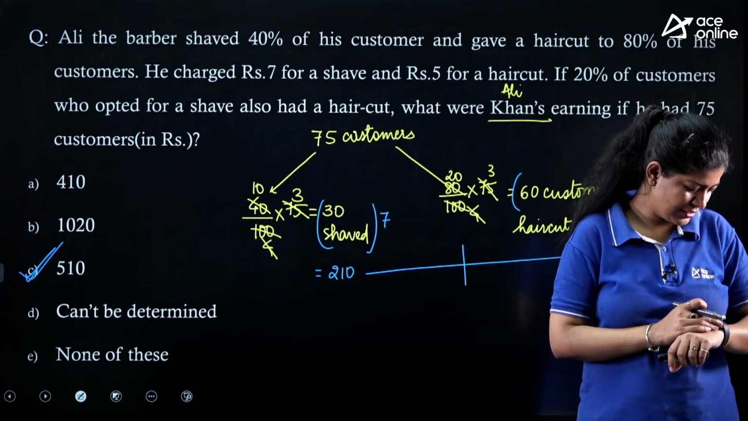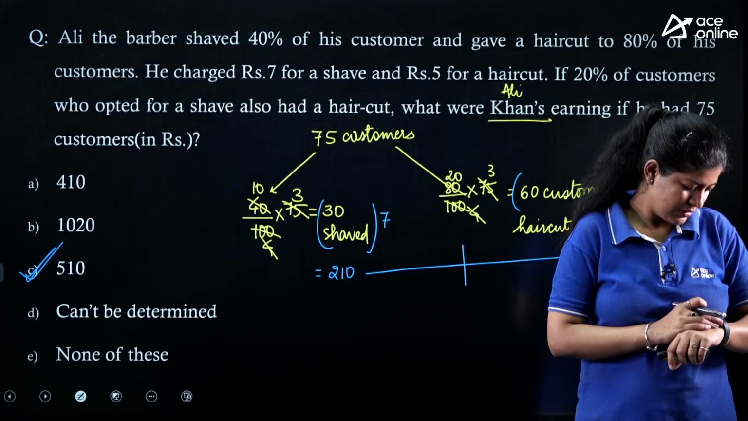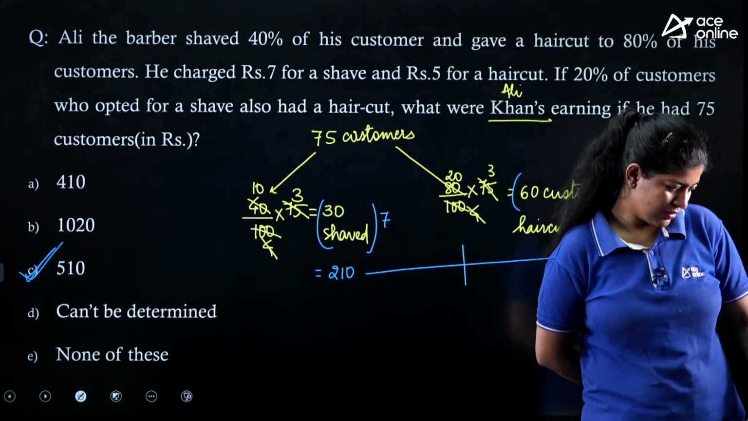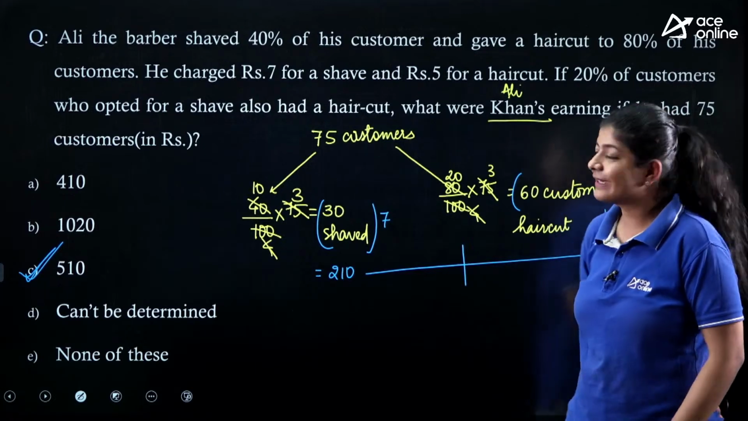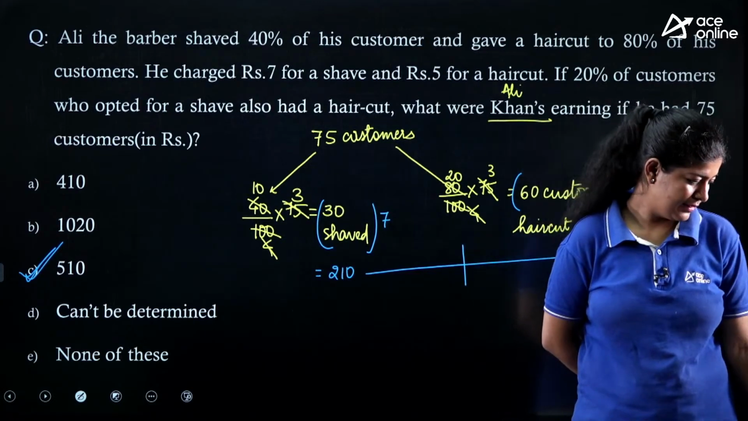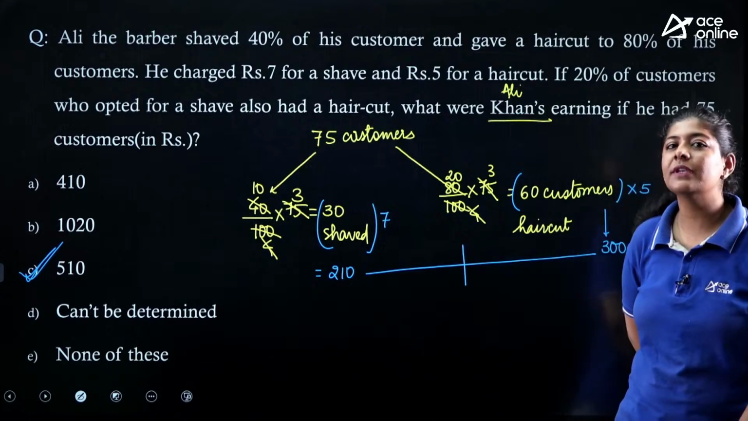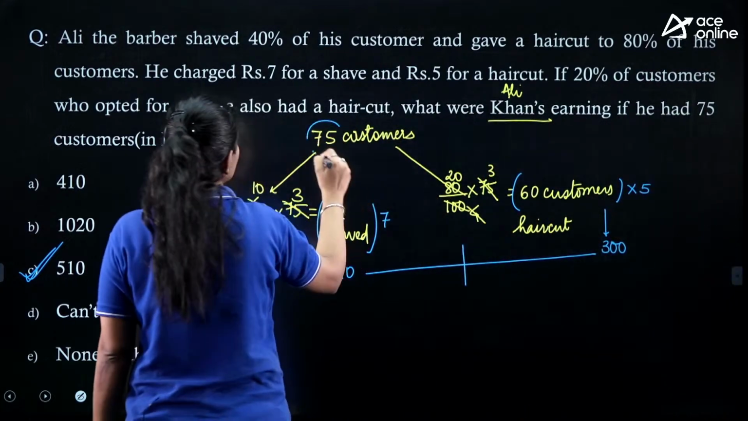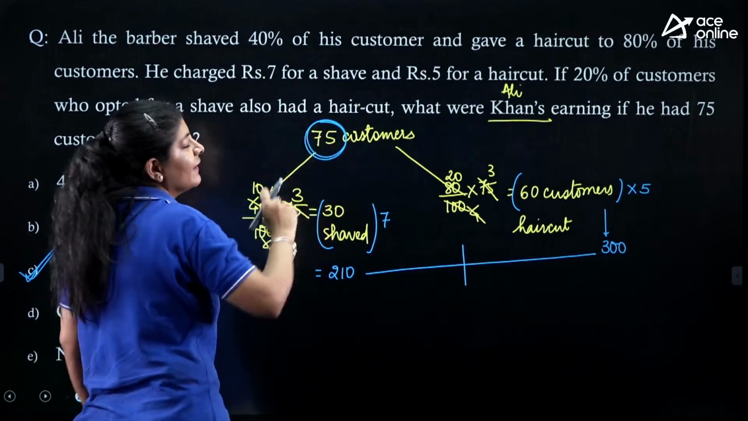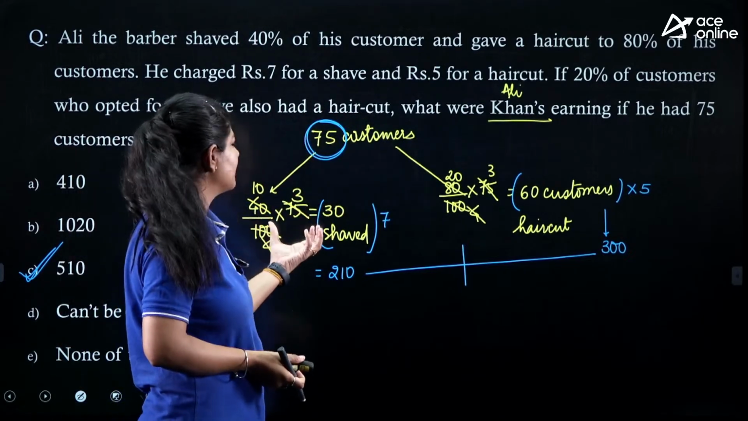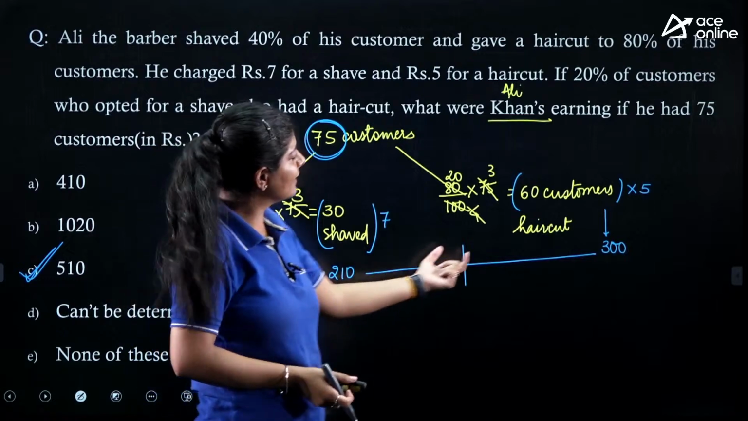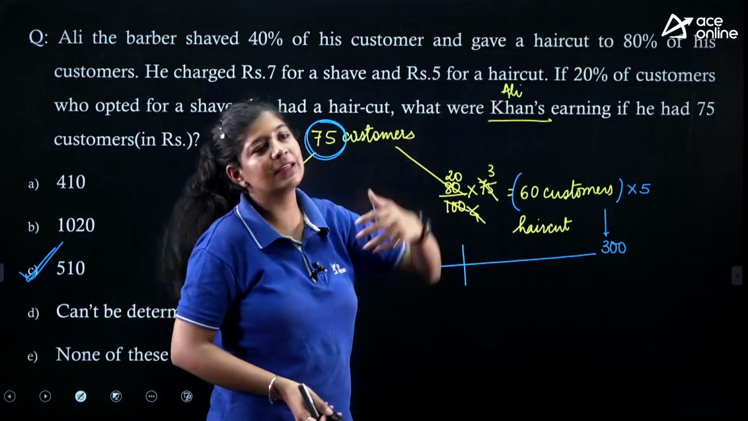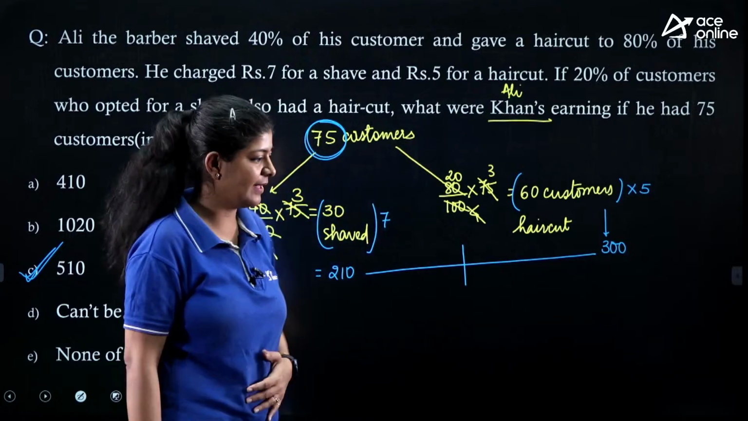Very good, Rakesh. Malika, Arjun, where are you getting problem in it? It's a very simple one. We only need to find out how much amount he is earning. We first need to categorize the 75 customers into two categories. The first one is the shave and the second one is the haircut. We are having the separate values, so we can easily calculate the total amount, right?